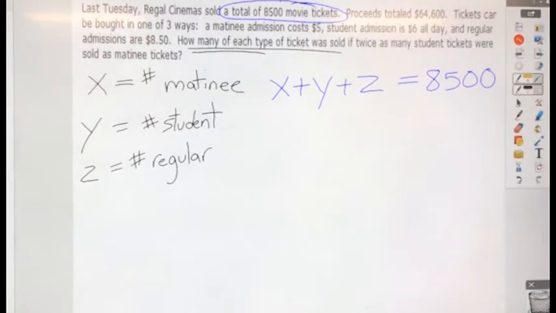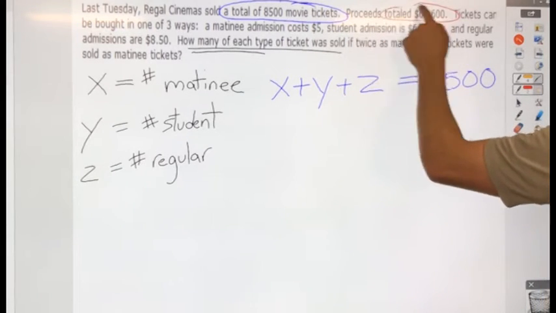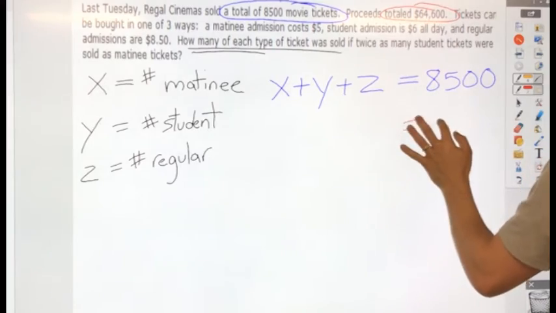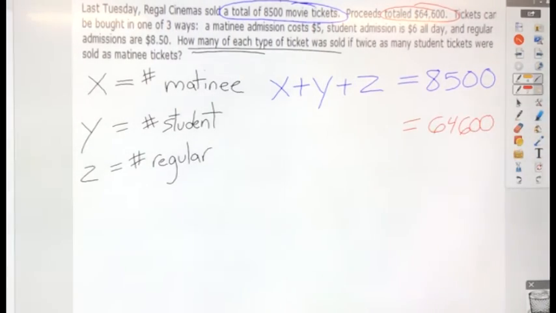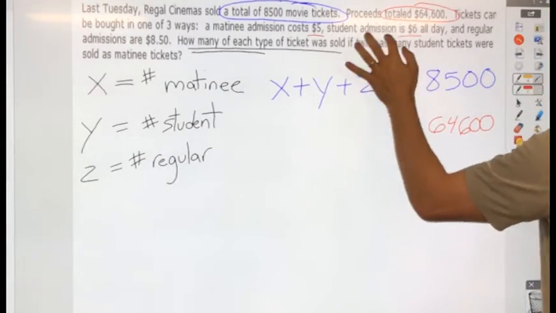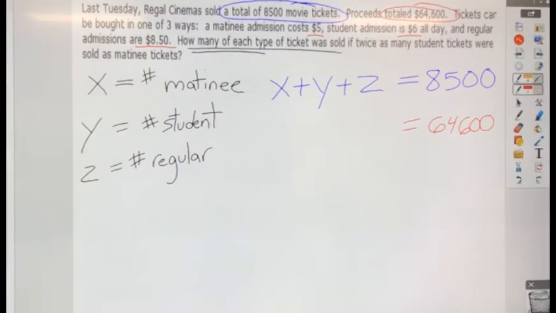All right. Next, what's the next number you run into? 64,600. That's the price of all tickets, which will total 64,600. And I know matinee is $5, student is $6, and regular is $8.50. What does that equation look like?